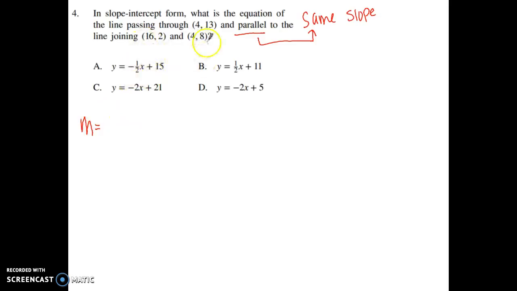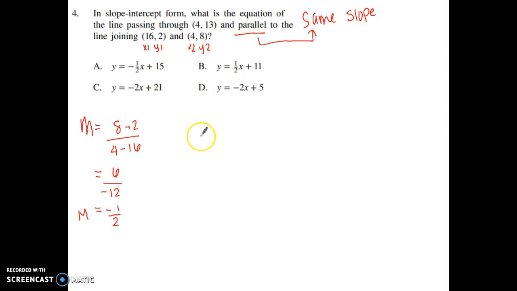is our y2 minus y1 over x2 minus x1. So if we want to label these, we'll say x1, y1, x2, y2. So we are going to start off with an 8 minus 2 over a 4 minus 16, which is going to give us a 6 over negative 12, which is going to end up being a negative 1 over 2. So our new line that we are looking for has to have a slope of negative 1 over 2 because it is parallel.